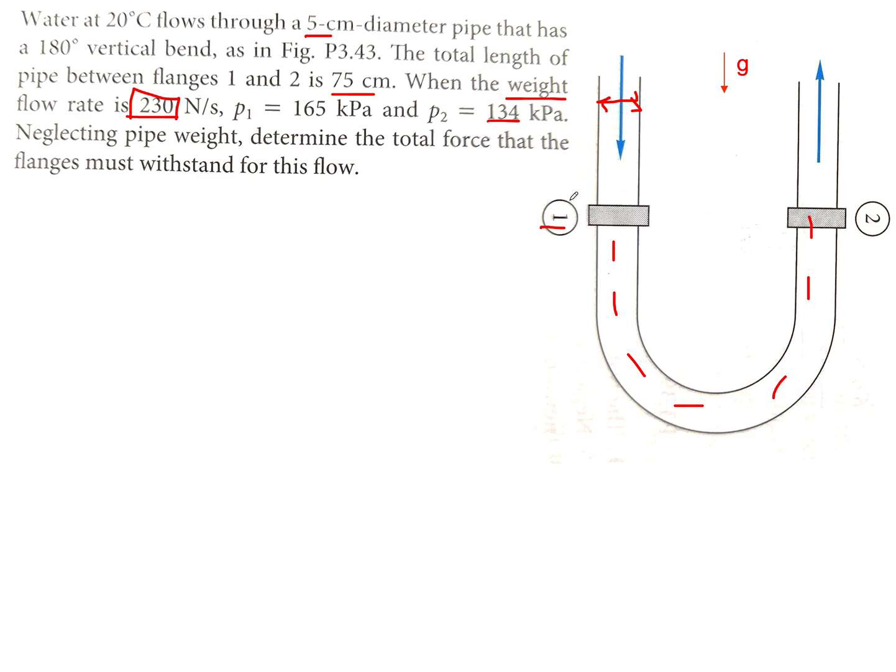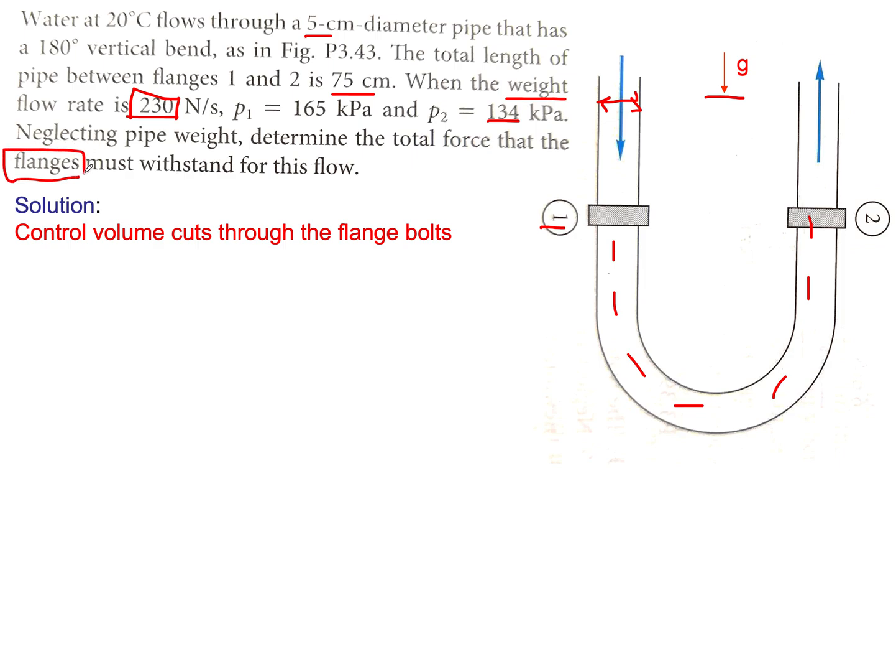So this is a very similar problem to the previous one, so it's straightforward to do. Except now we have gravity pointing downward, so there's the weight of the liquid that's pointing downward. Again, we want our control volume, because we're after the force that the flanges or the bolts in the flanges have to withstand. We want to expose that force. We know that by having our control surface cutting through it, the boundaries of our control volume to be there.